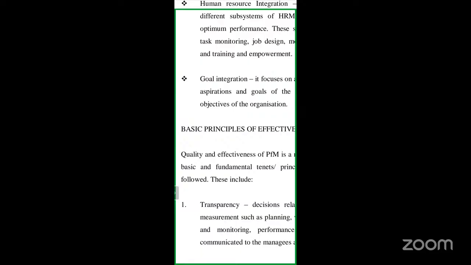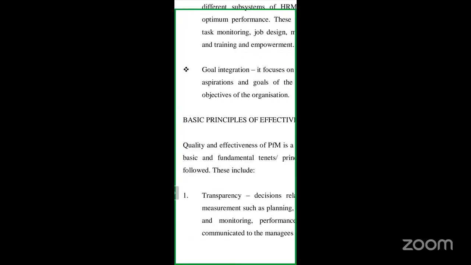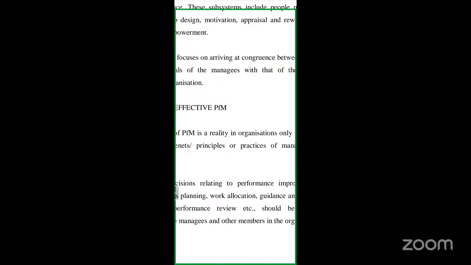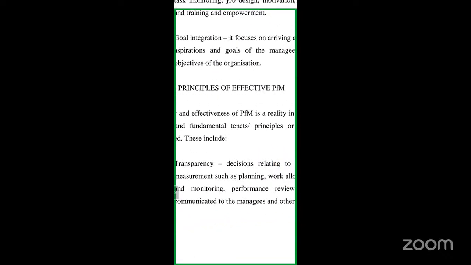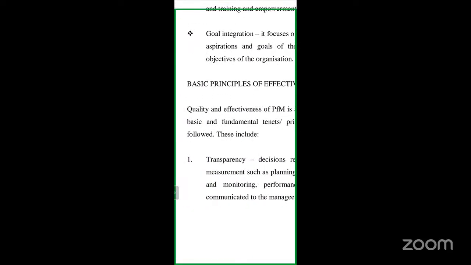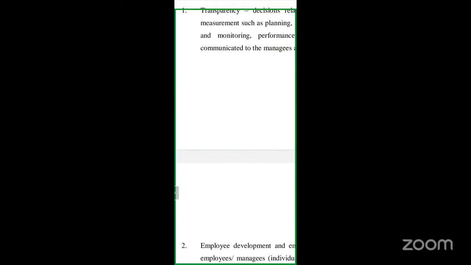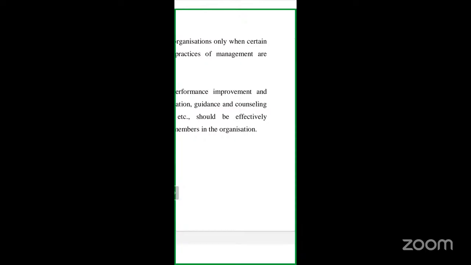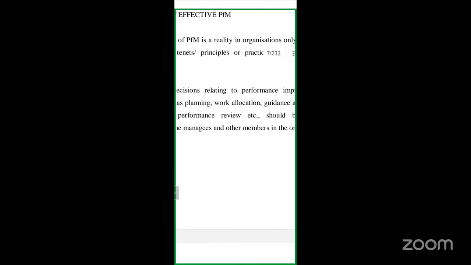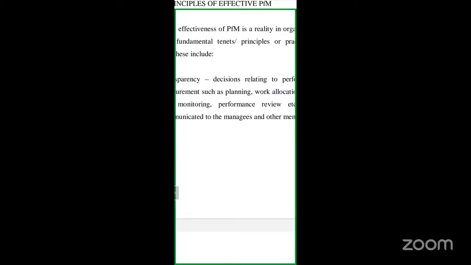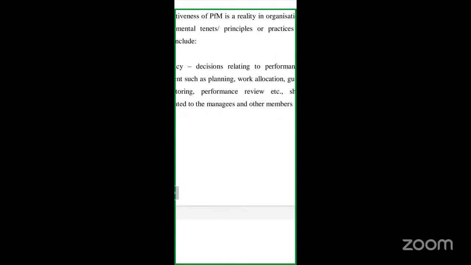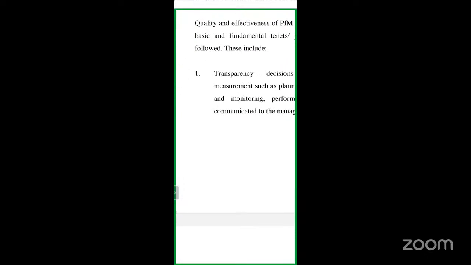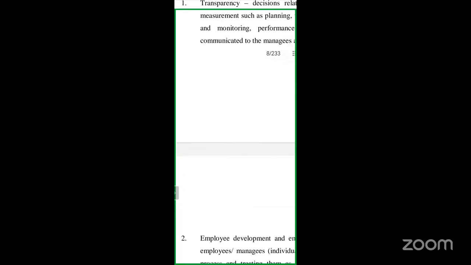Then we have the basic principles of effective performance management. Quality and effectiveness of PM is a reality in organizations only when certain basic and fundamental principles or practices of management are followed. These include transparency. There should be good transparency. Transparency is nothing but decisions relating to performance improvement and measurement, such as planning, work allocation, guidance and counseling, monitoring, performance review, etc., should be effectively communicated to the managers and other members in the organization. Managers and other members in the organization come under the processing part of the flowchart of the performance management which we have seen in the first block.